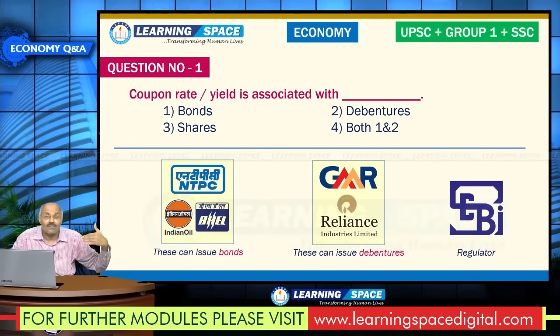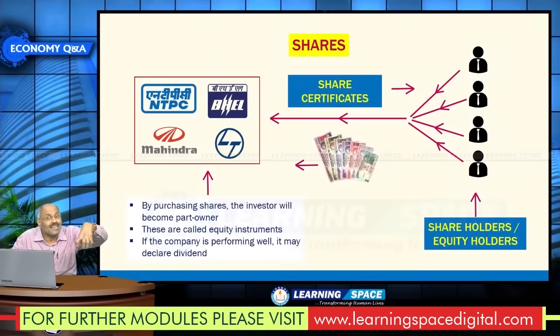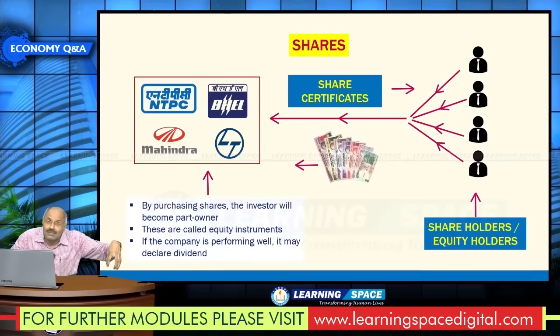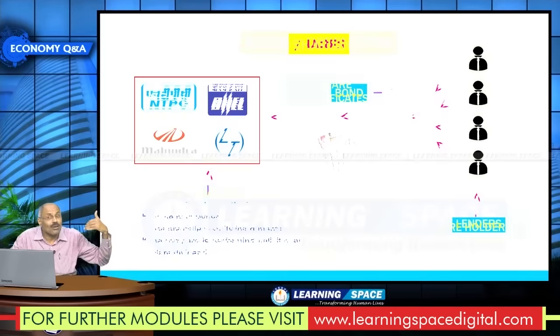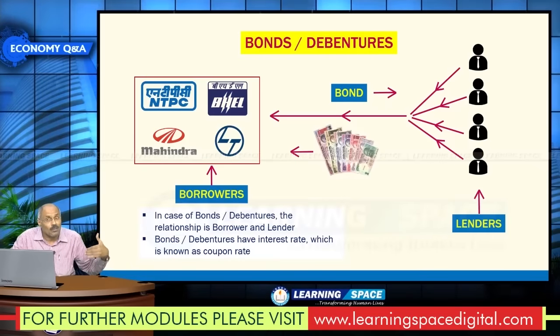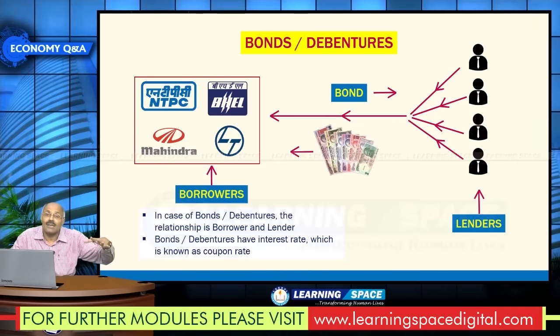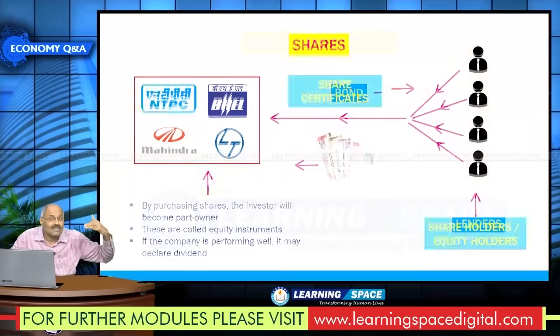If any company wants to expand, then they have three options. The first option is they can issue shares. That means whoever subscribes to shares will become part owner of the company. So shares are called equity instruments. The second option is that companies, corporations or public sector undertakings may go for bonds or debentures, and when bonds or debentures are issued, they will carry an interest rate. The interest rate is known as the coupon rate. So please listen carefully.